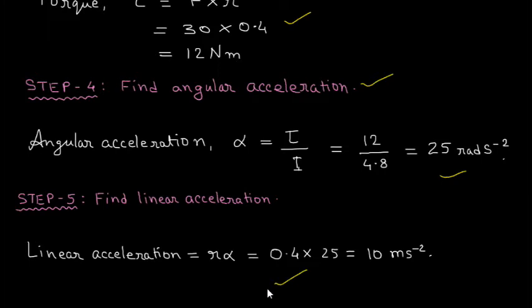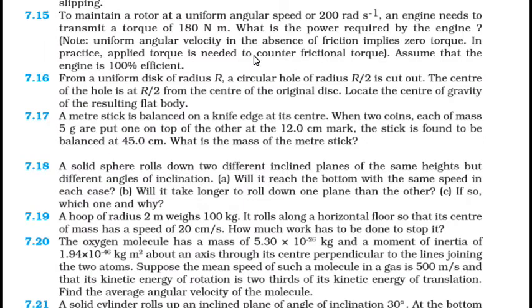Now let us move to the next question. Question number 7.15. To maintain a rotor at a uniform angular speed, which is equal to 200 radian per second, an engine needs to transmit a torque of 180 Newton meter. Torque is also given. What is the power required by the engine? First we have to find the power of the engine. So let us see the solution.